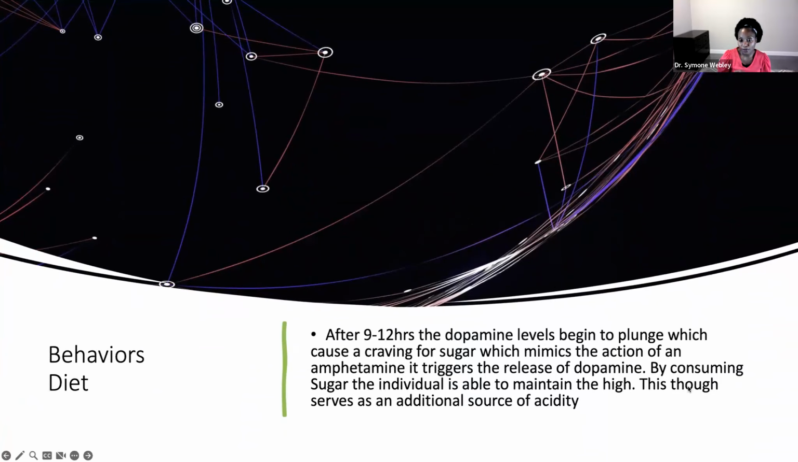So after 9 to 12 hours, the dopamine levels begin to plunge, which causes a craving for sugar and stimulates that section of the brain that causes the anxiety and makes them feel irritated. So now they need another high. And if for whatever reason they don't have any more meth, they tend to turn to sugar, because sugar also mimics the same actions as amphetamine, and it triggers the release of dopamine. That is why when you eat candy or chocolate or anything sweet, it makes you feel good, because sugar stimulates the same receptors as drugs do. So in essence, sugar can be just as bad for you as drugs are. So you've got to be careful of your sugar intake as well.